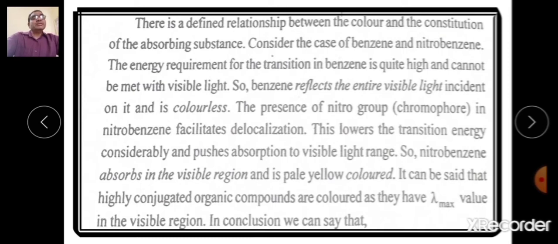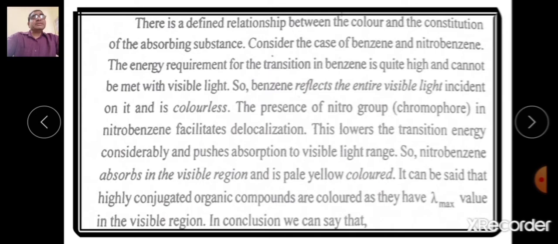Now benzene, it is of course colorless. The energy requirement for the transition in benzene is quite high and cannot be met with the visible light. And so benzene reflects the entire visible light incident on it towards the eye, and hence benzene is colorless.